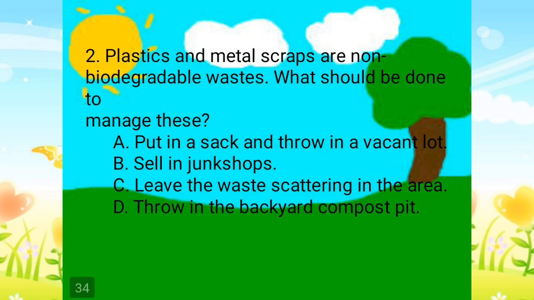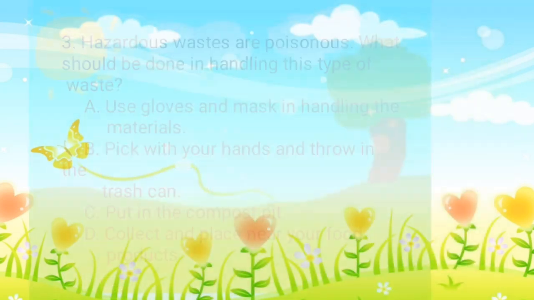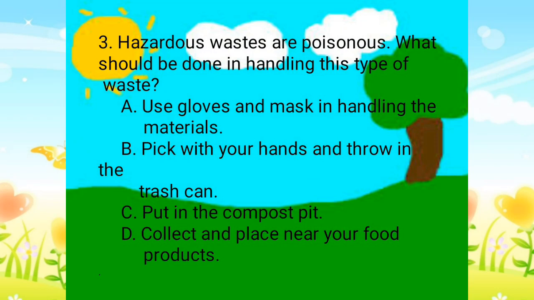B. Sell in junk shops. C. Leave the waste scattering in the area. And letter D. Throw in the backyard compost pit. Number 3. Hazardous waste are poisonous. What should be done in handling this type of waste?